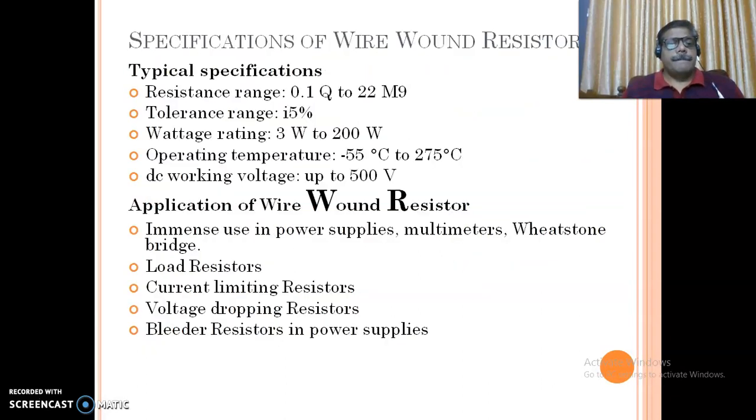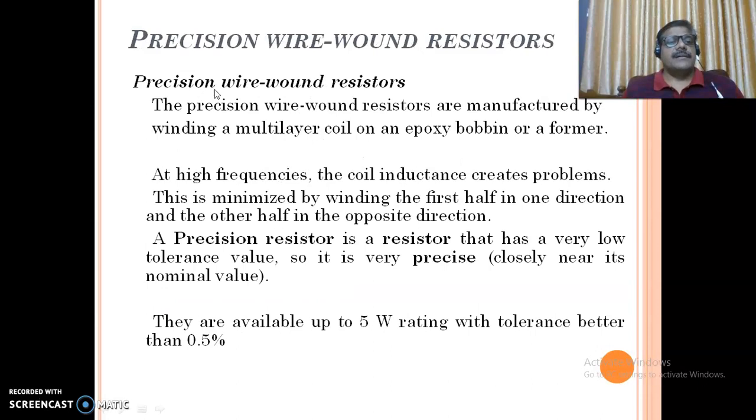There are precision wire wound resistors which are made by a resistance wire wound over an epoxy bobbin or a former in multi-layer manner. At high frequencies, the coil inductance creates problems. This is minimized by winding the first half in one direction and the other half in the opposite direction.